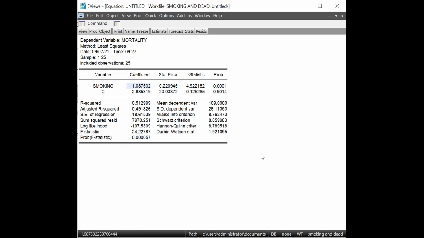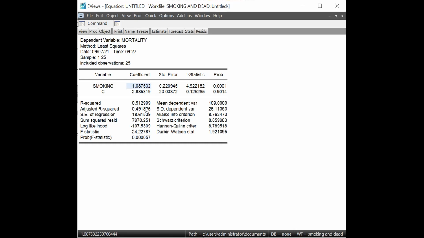Theoretically, if you smoke more, your probability of death is bigger. So the coefficient of smoking should be positive. Now we have a positive estimated coefficient. This means this coefficient is statistically significant and theoretically significant. Okay.